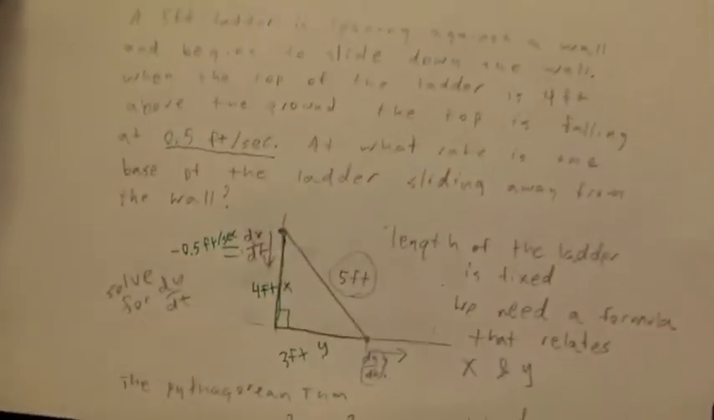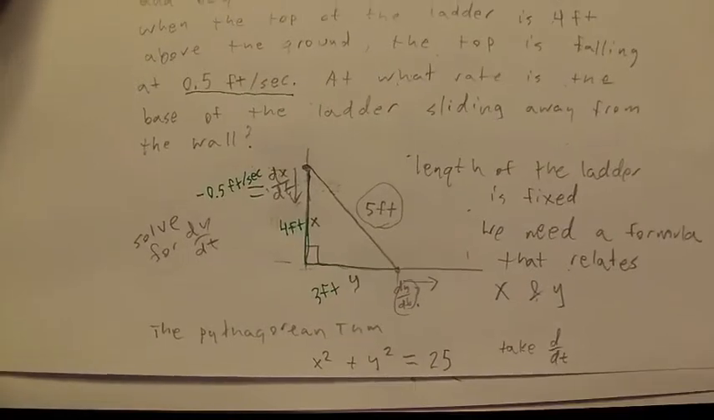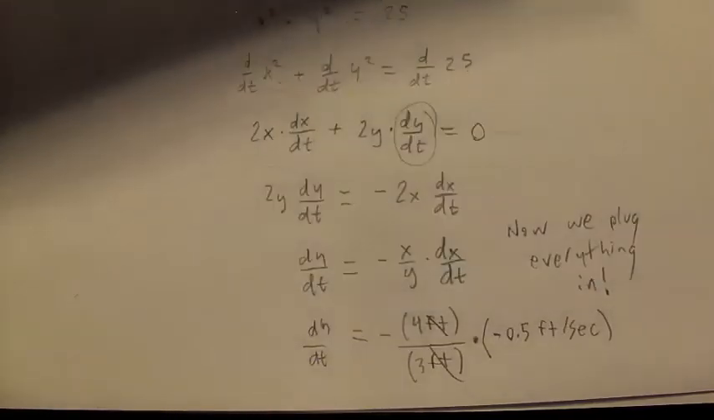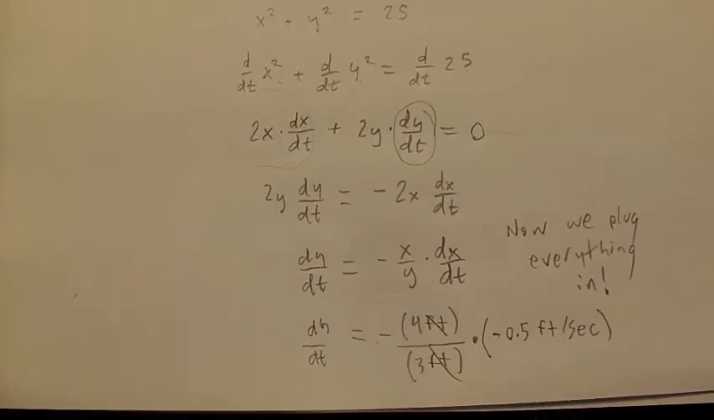Remember, you set up the problem, you plug in your constants but nothing else, get a formula that relates everything, take the derivative of both sides using implicit differentiation. Then after you take the derivative, then you can plug things in, or you can solve and plug things in, however you like to do it. After this point, you've just got to be very careful about plugging in negatives and whatnot.